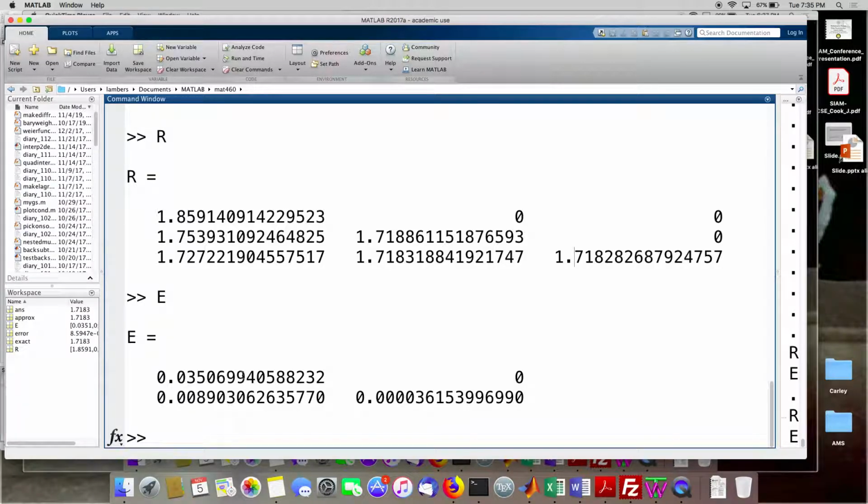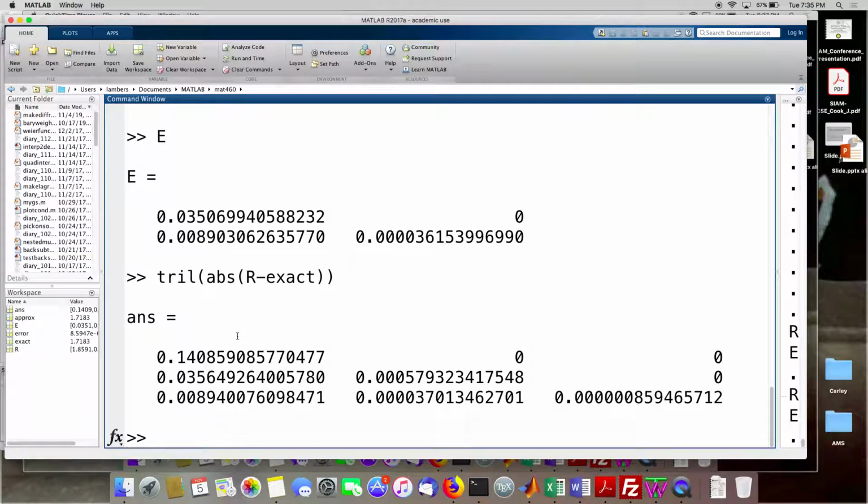I'm going to forget about this. I'm going to compute the error a different way, because we have the exact value already. So if I do absolute value of the approximations minus the exact, but I don't want to affect these zero entries up here, so I'll just take a lower triangular part. So this will show me the errors. I think this was done just using some estimate, which isn't really reliable. Okay. Yeah, this is what I'm looking for.